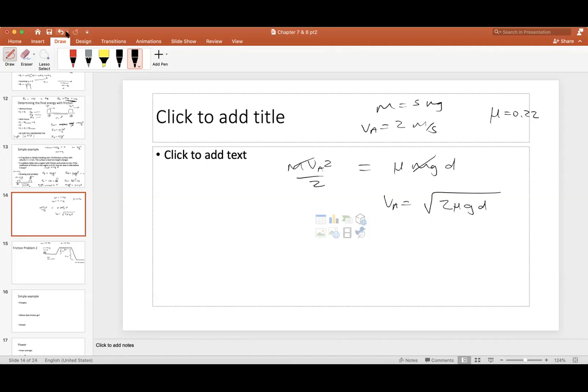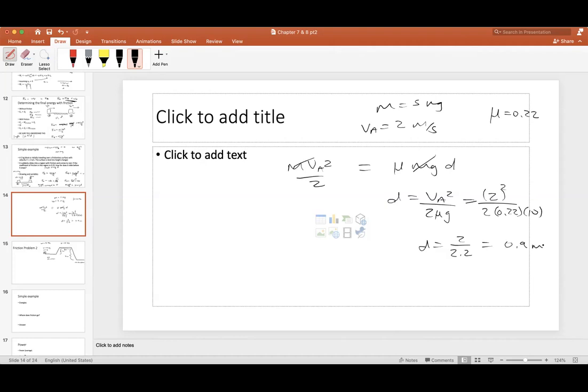Oh, nope, I'm sorry. I don't want to do that. I'm solving this for D, aren't I? So D is Va squared over 2 mu g. So this is 2 squared over 2 times 0.22 times 10. So this is 4 divided by 2, which is 2 divided by 2.2. And so D is 2 divided by 2.2, and that is 0.9 meters.